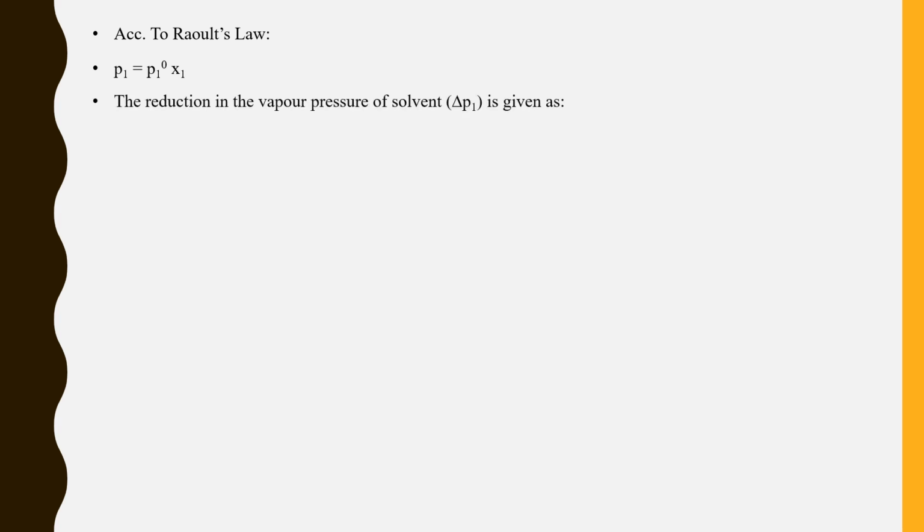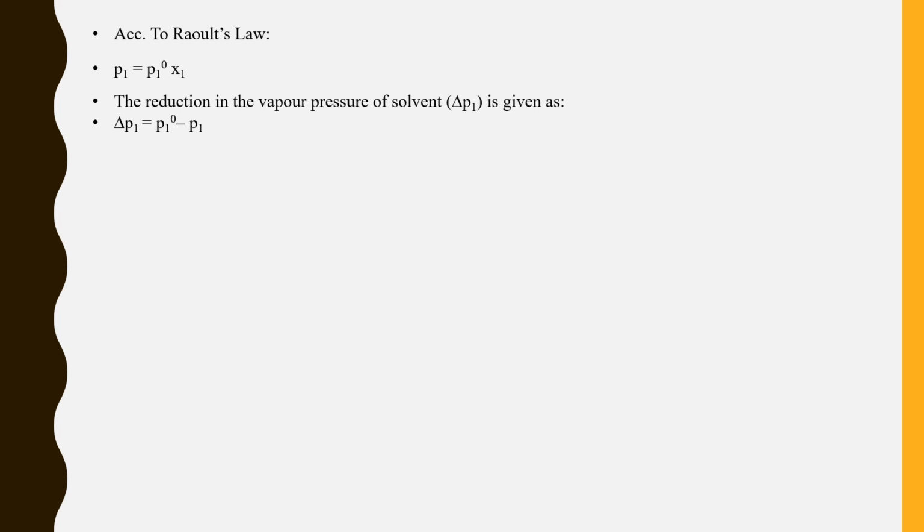Now as we solve this, according to Raoult's law, the vapor pressure of the solvent P1 will be equal to the vapor pressure of pure solvent P1 naught into its mole fraction. This is Raoult's law. Now the reduction in vapor pressure of the solvent can be shown as delta P1. So what will be the value of delta P1?